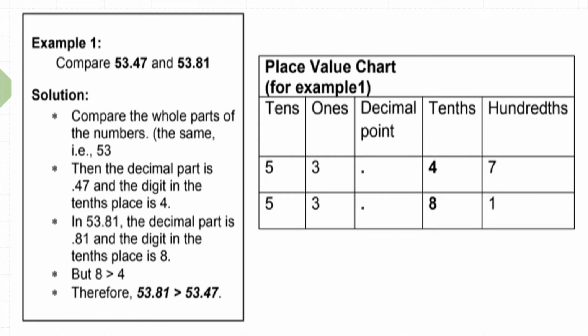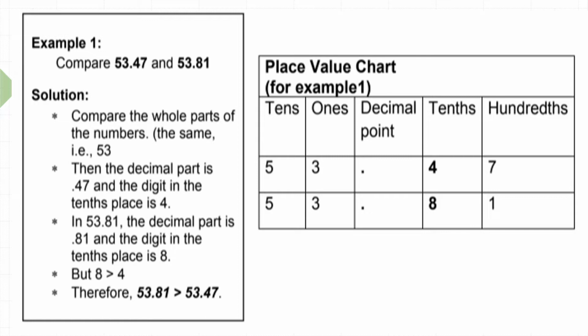To compare 53 and 47 hundredths with 53 and 81 hundredths, let us compare the whole parts of the numbers first. We have the place value here, the tens and the ones for the whole number, and then the tenths and the hundredths for the decimal. So just write it: 53 and 47. The digit in the tenths place is 4 and the hundredths place is 7. Then 53 and 81 hundredths: 8 is in the tenths place and 1 is in the hundredths place.